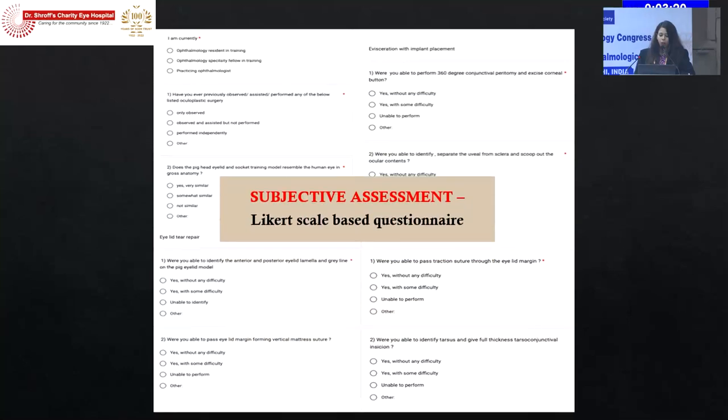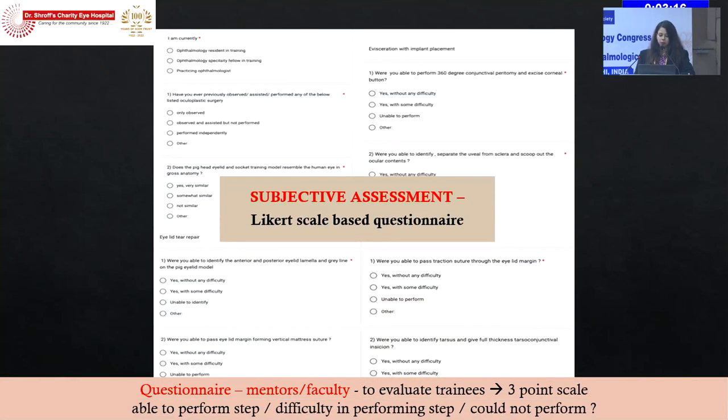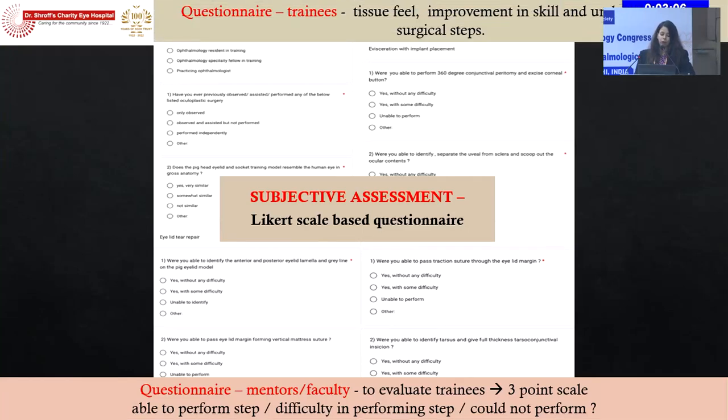To assess their performance in the workshop, we had a subjective assessment based on a Likert scale. There was a questionnaire for the faculty to evaluate the trainees on a 3-point scale: whether they could perform the step, had difficulty, or could not perform at all. Similarly, for trainees, we asked about tissue feel, how they felt their skills improved, and about the surgical steps.